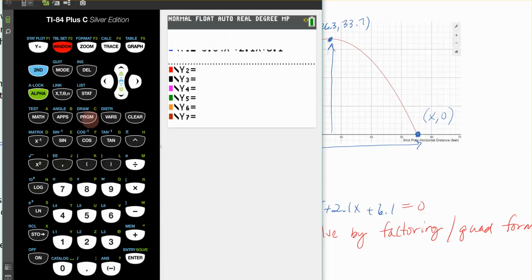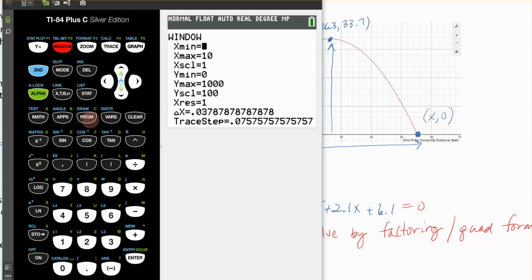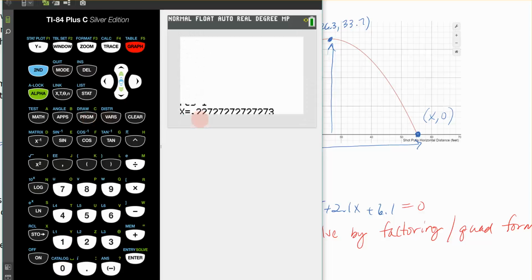So I set window equal to 0 for my x min, and the x max is going to be 60 like I said, and I'm going to scale it by tens. The y minimum value is 0, but the maximum is going to be 40, and I'm going to scale it by tens as well, just to be consistent. Now if I go graph this function, you can see that it is a parabola that's going to look a whole lot like the one that we have on the notes.